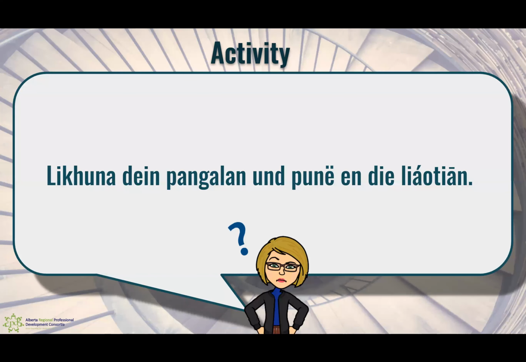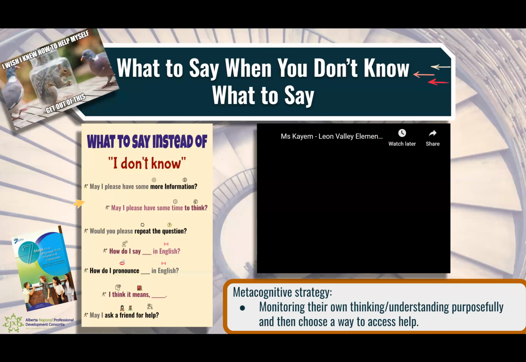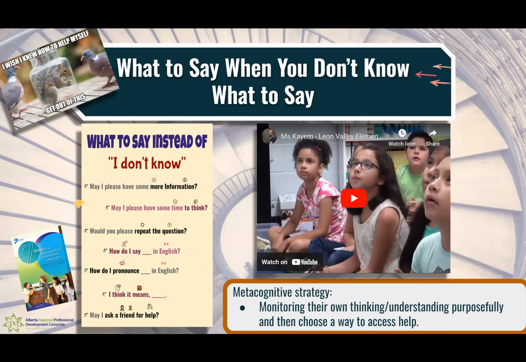So with those things in mind, let's try this task again. So lacuna di pagalan and pune indi liotzian. So, oops. And one of the metacognitive things that I'm going to give you is this poster of what to say when you don't know what to say. So this is part of a metacognitive strategy, so that you can get that language of what to say when you don't know what to say.